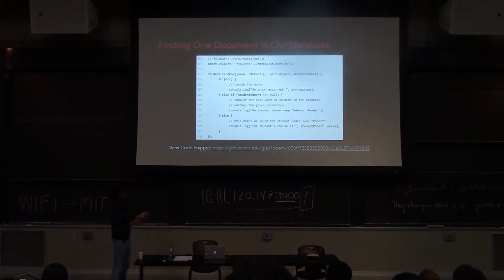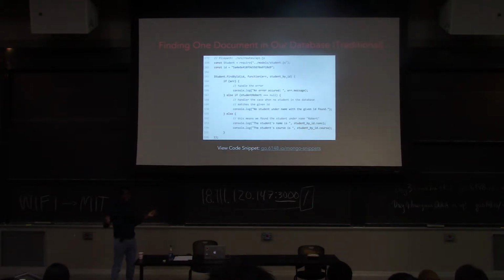If we go back to this example, in the case that you had multiple students named Robert, this method will just find the first student and give you that student. But in this case, the ID is unique, so it will find the ID that you were looking for. So you do student.findById. First parameter is the ID, and the second parameter is the callback, which is very similar to before. You have an error and you have the actual student.